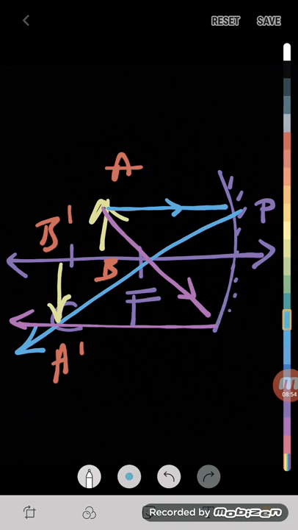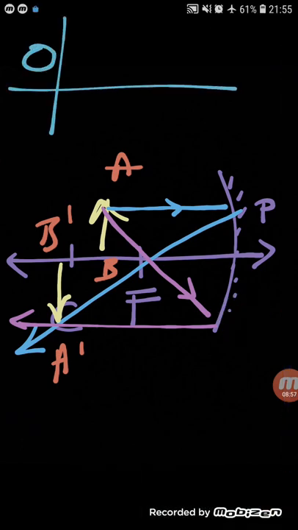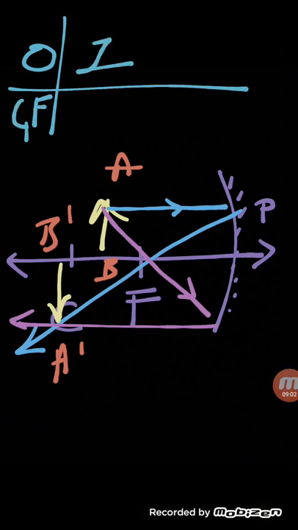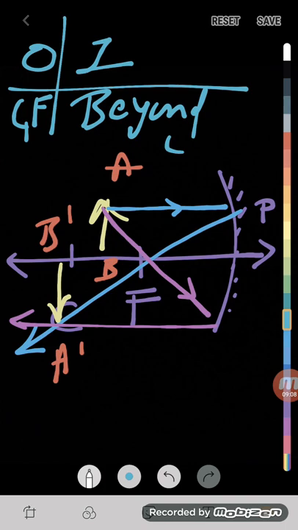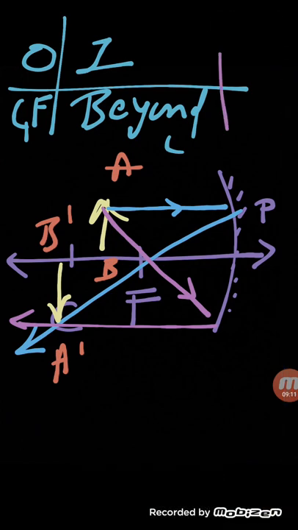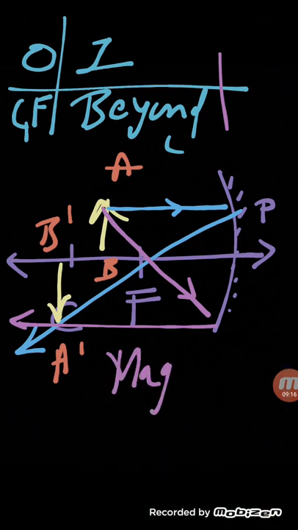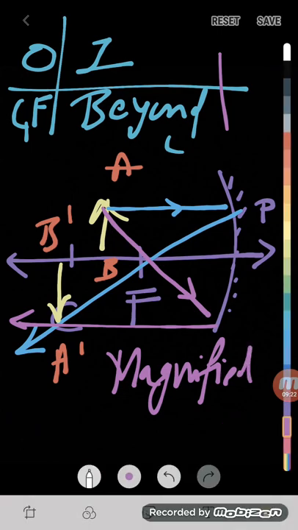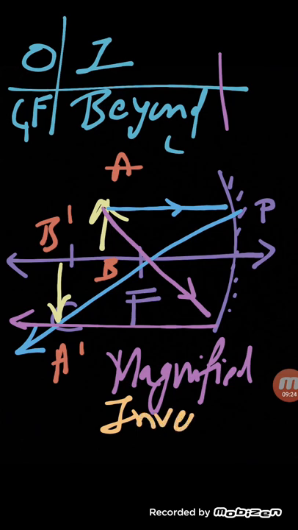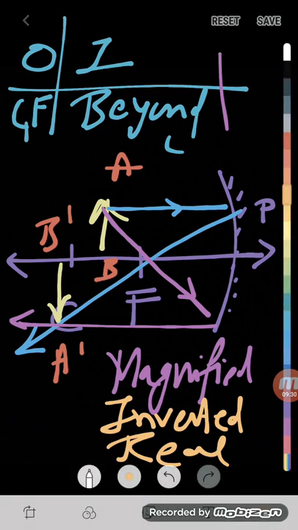Let's analyze this image again. The object is between center of curvature and focus. The image is what? Beyond center of curvature. And what is the nature? Isn't it magnified? Yes, it is. It's magnified. It's inverted? Yes, it's inverted. And inverted images are real. So it's magnified, inverted, and real.